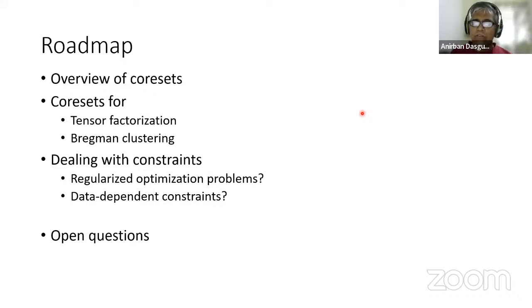Specifically, what happens when we have regularizations in the optimization problems? What kind of effect will the regularization have on the coresets? And furthermore, a more interesting setup will be that of data-dependent constraints. I'll explain these as I go on. And this will have some implications on machine learning algorithms for fairness problems.